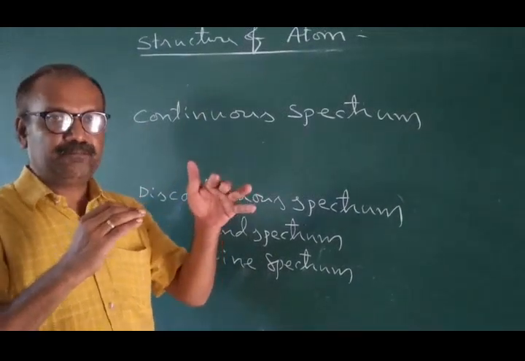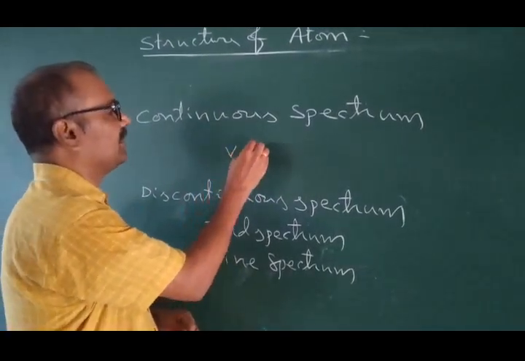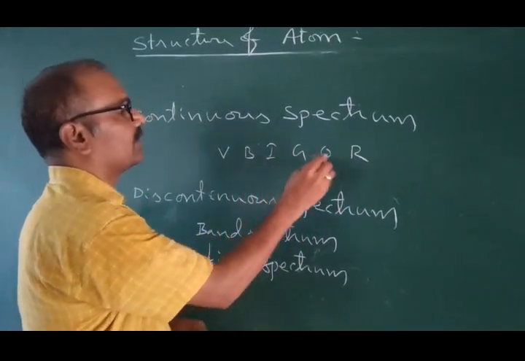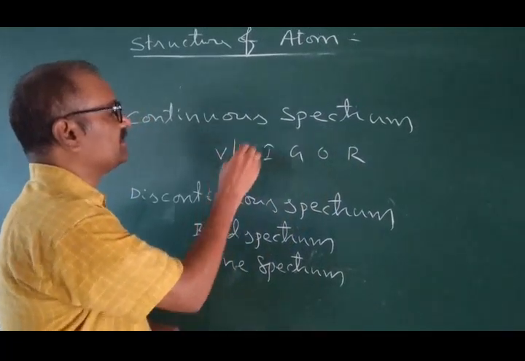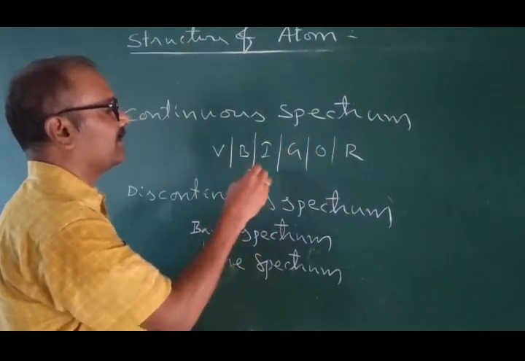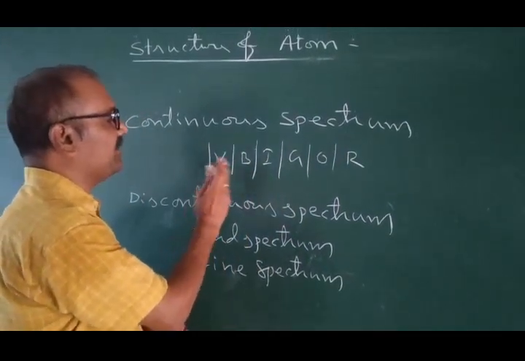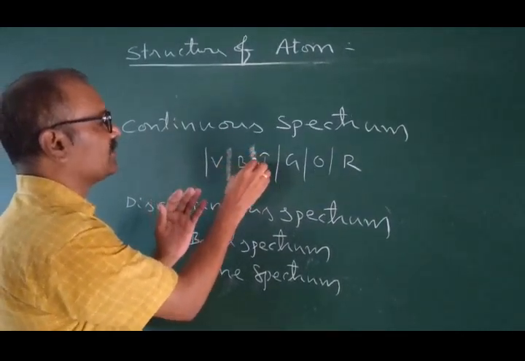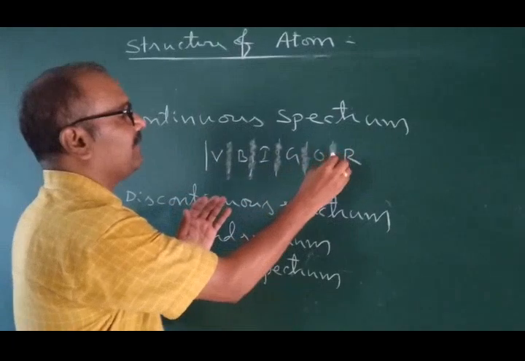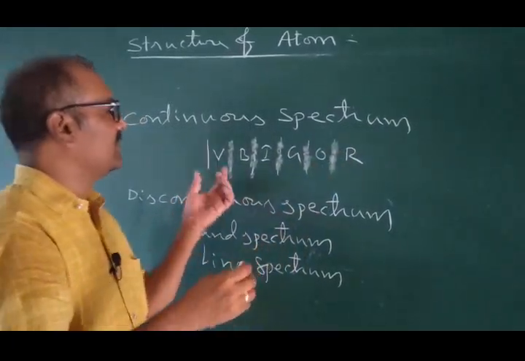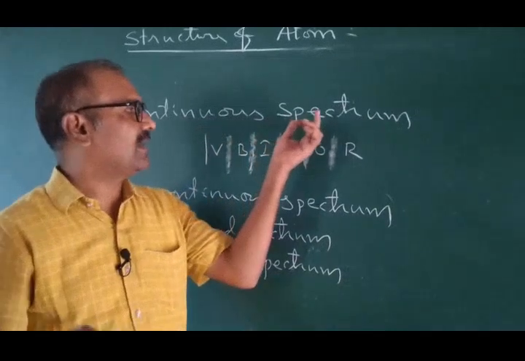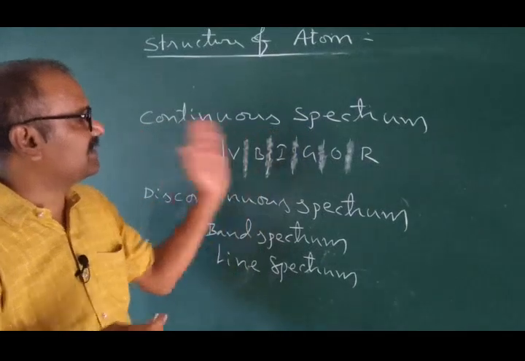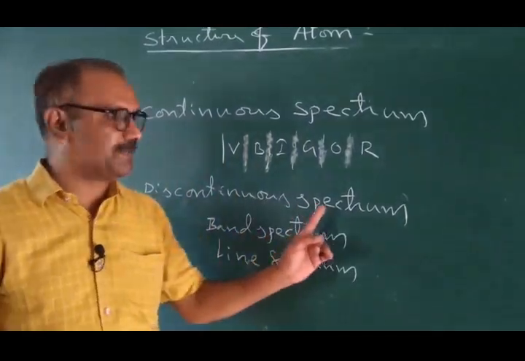In this continuous spectrum, if you see a rainbow, there are no sharp edges: violet, blue, indigo, green, orange, red. Here there is no sharp edge between violet and blue. These two merge together here. Here also these two merge together. Therefore, this type of spectrum is known as continuous spectrum. Continuous spectrum means there is no sharp edge between these two.